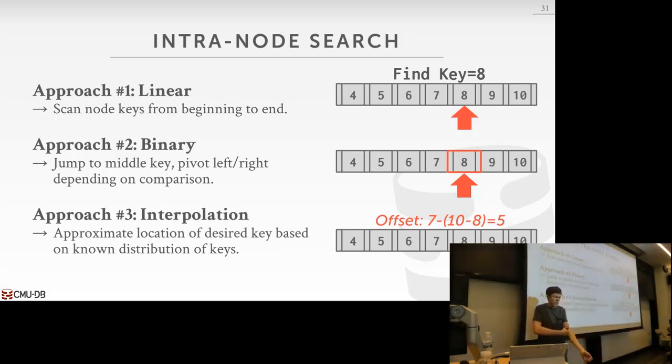This one, I don't know how common it is. Binary search is, I think, what everyone does. But again, there's this trade-off now. In order to do binary search, I have to make sure my keys are in sorted order. If I'm doing the linear search, I don't have to do that. So therefore, as I update the nodes, I don't pay that penalty of maintaining the sort order.